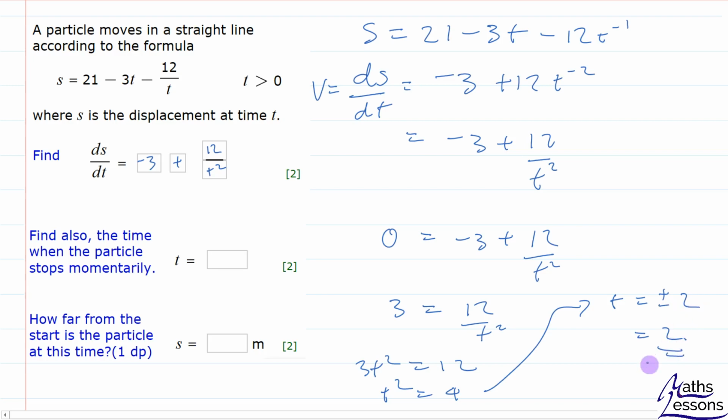You can't have negative times, not possible. So t equals 2. How far from the start is the particle at this time? So put 2 back into this equation. It says to 1 decimal place. Well, actually, we're going to get this exactly. Put 2 into there, we get minus 6. Put 2 into there, 12 divided by 2 is 6. So we've got minus 6 is minus 12. Take 12 off 21 and we get 9. As opposed to 1 decimal place, we put 9 meters.